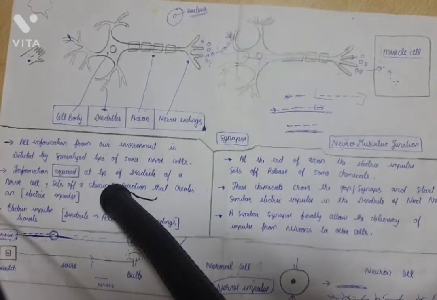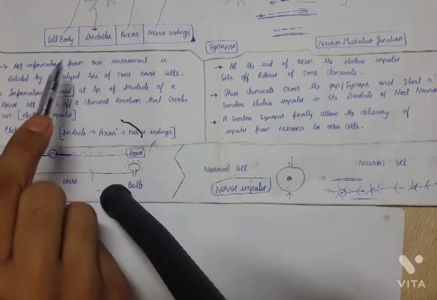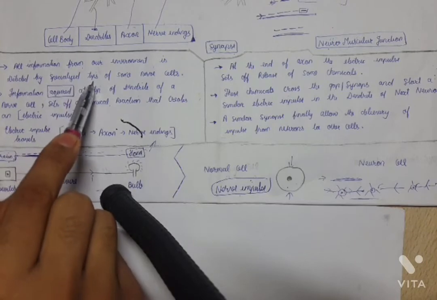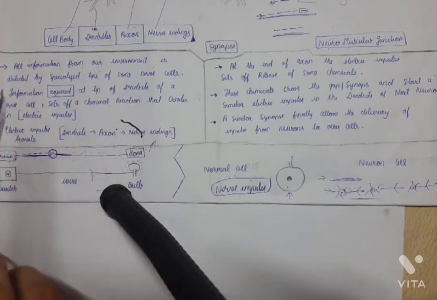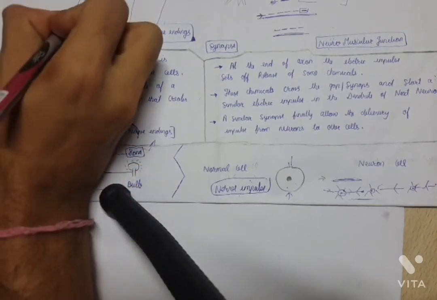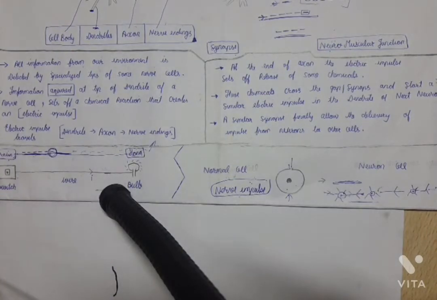So now we will study the theory about this. I will explain to you all the theory, but we will study it so that we can write our answers properly. So let's read what is given. They say all information from our environment is detected by specialized tips of some nerve cells. Now this is a nerve cell. These branches are dendrites, and these are the tips of dendrites, which detect the information. Like if someone has hurt your hand or legs, then they detect that information and send it to the brain, and the brain senses that pain.